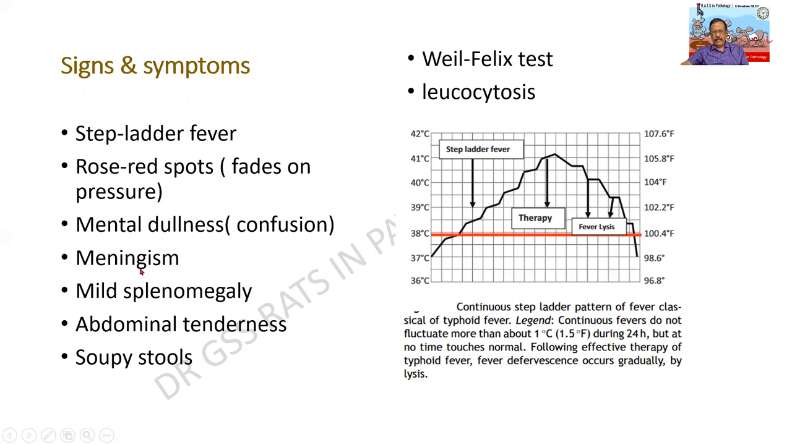Dullness and confusion can be there. Meningism is a disease of the meninges, not meningitis. Splenomegaly can be there, tenderness in the abdomen, and stools can be soupy. There is no diarrhea as such, but it can be present.